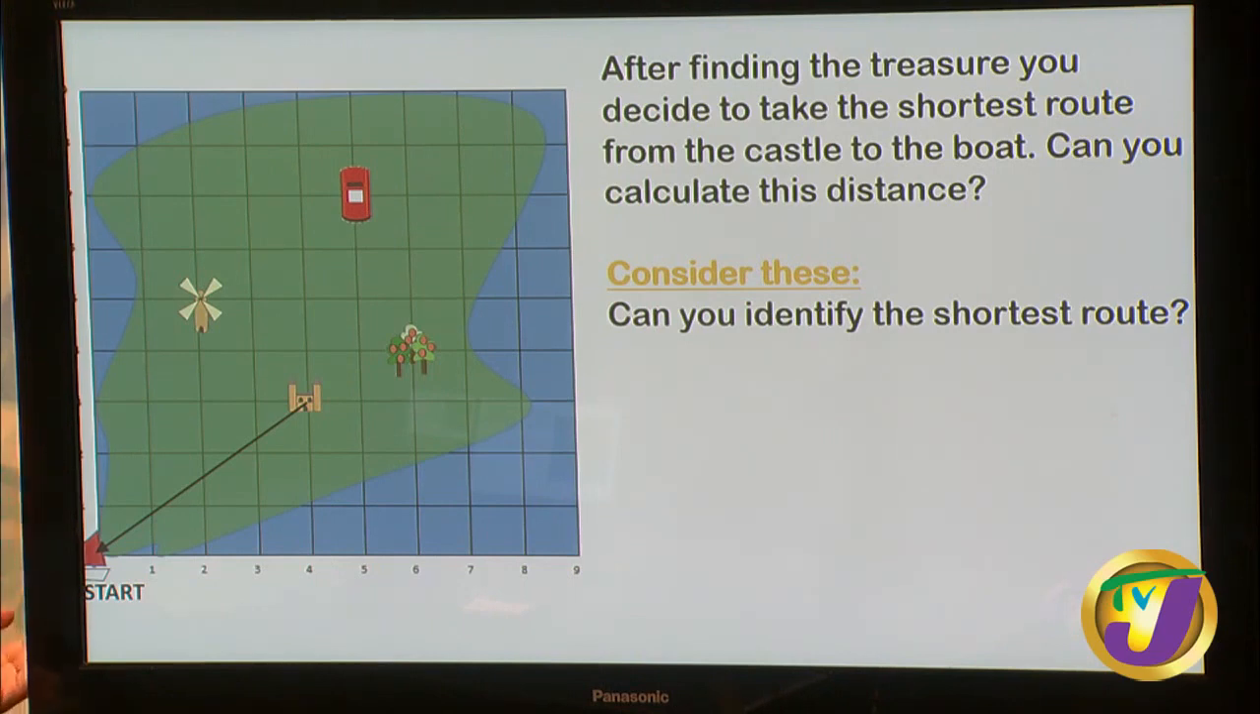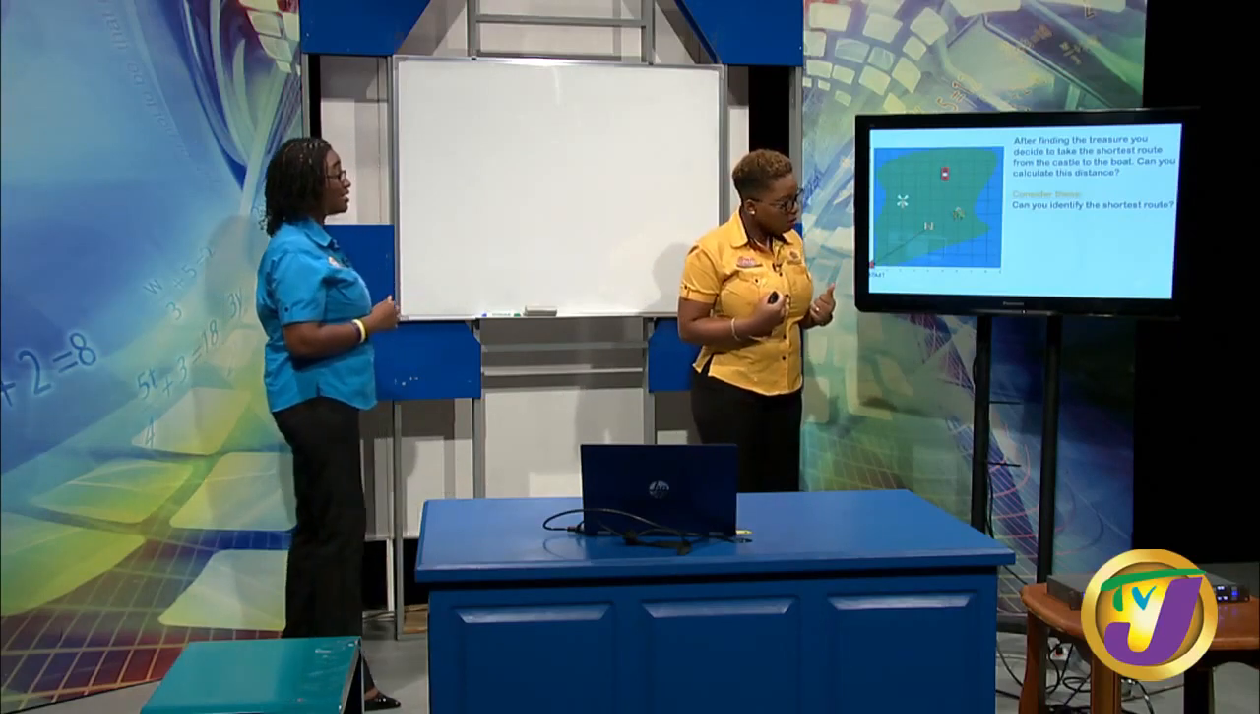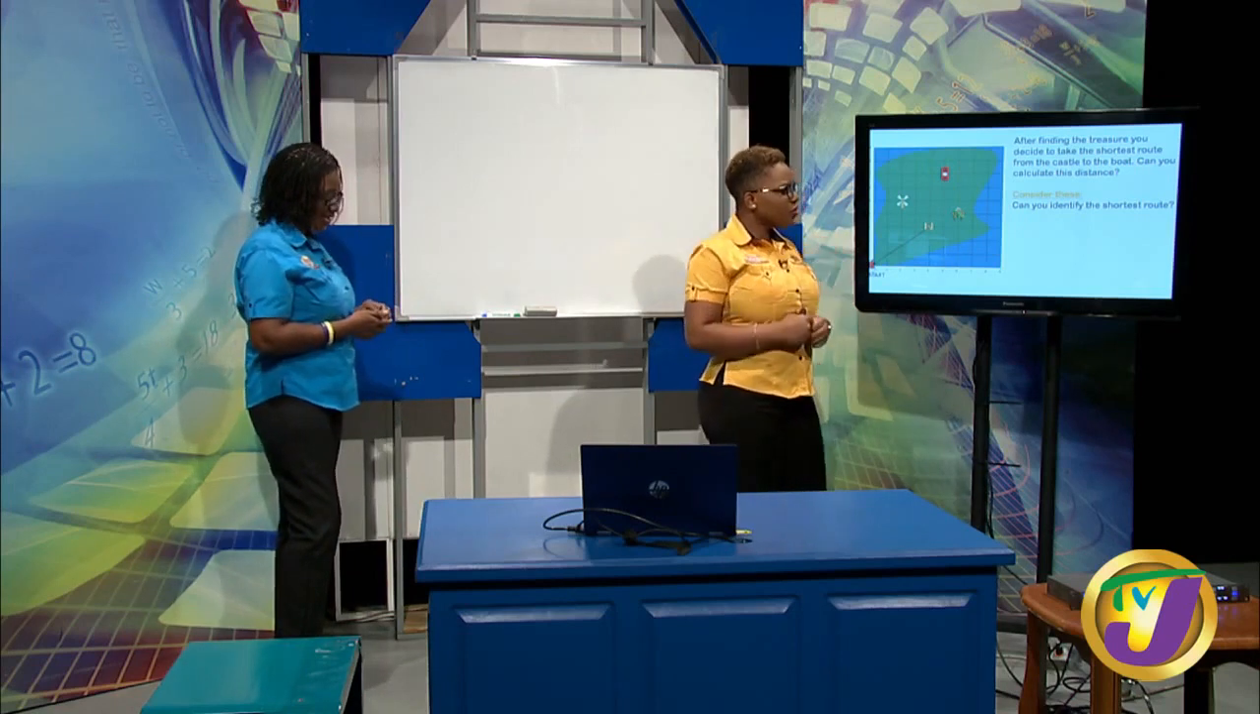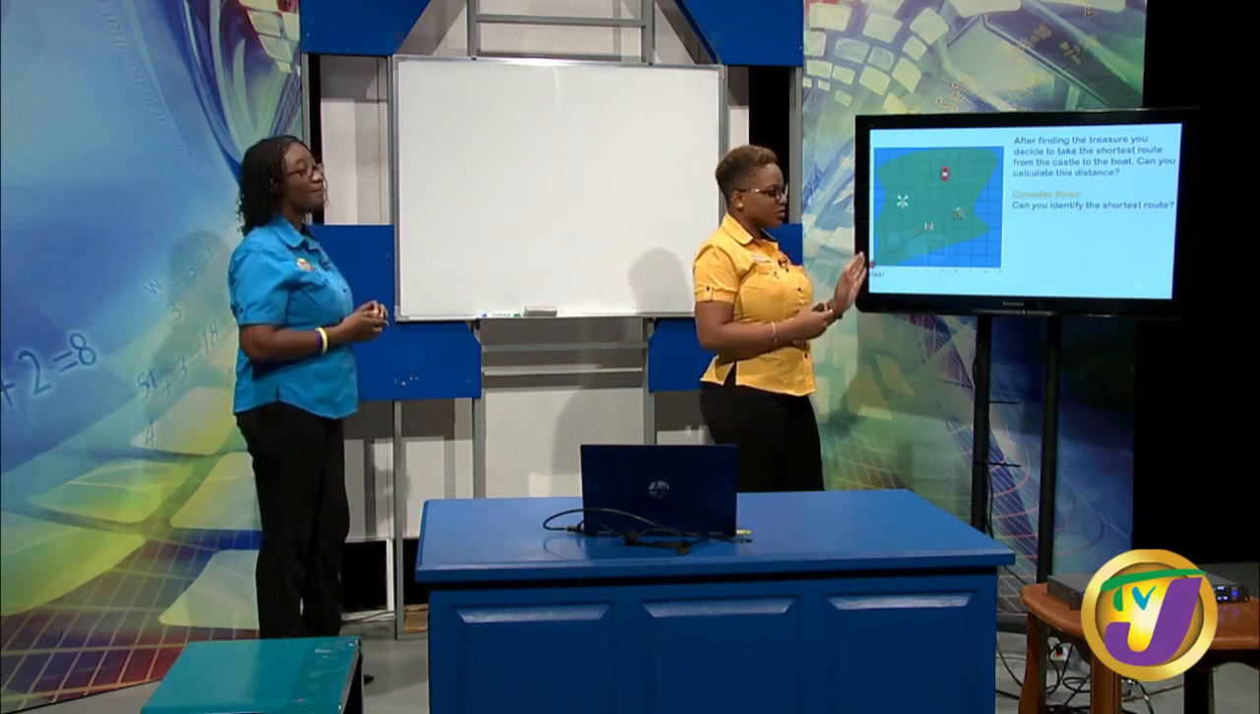But it is now asking me to calculate the distance from the castle to the boat. Initially we were counting, but now this is slant. So we need to find that distance. It looks a little bit tricky to me. How do you think we can find the distance from the castle to the boat?